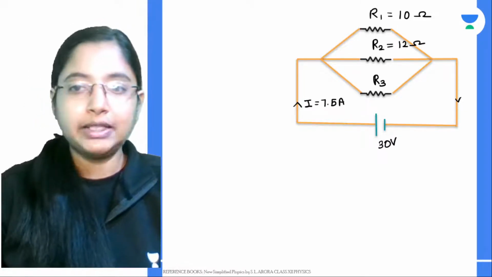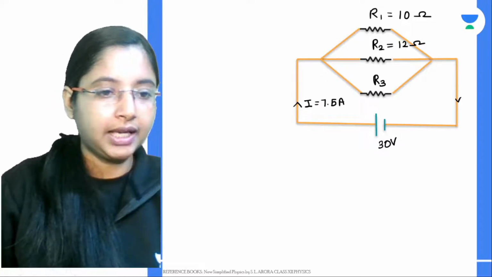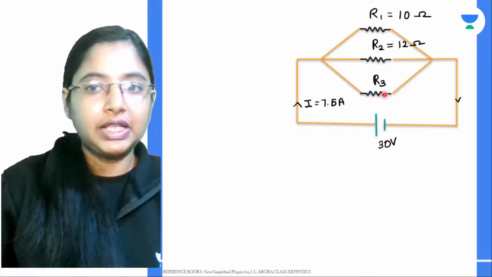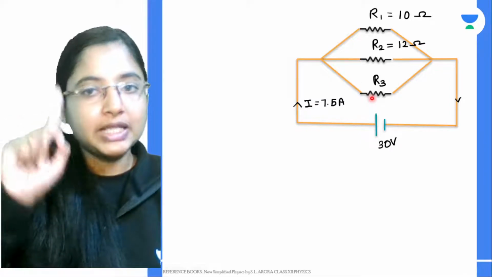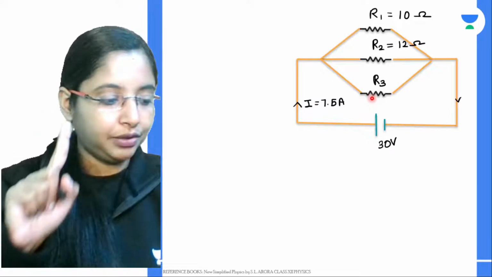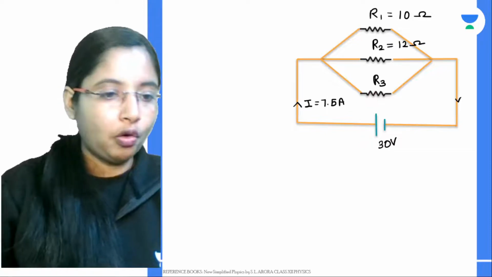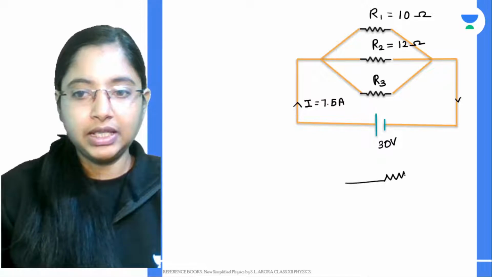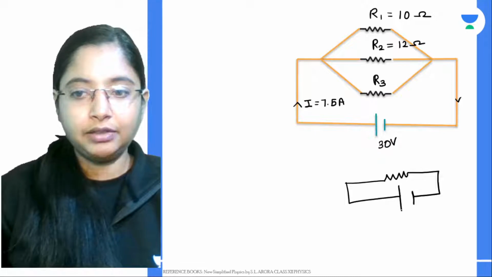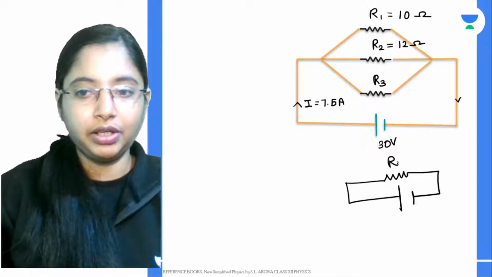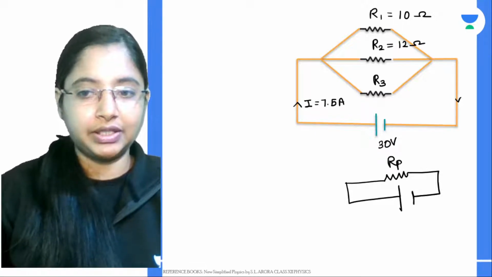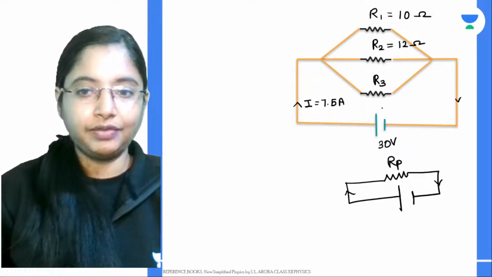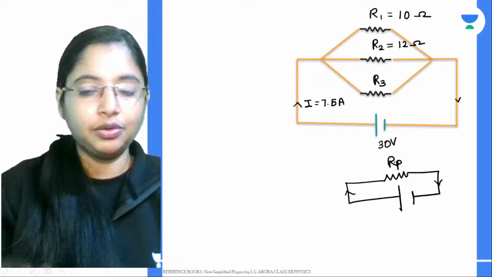So very simple. First of all, instead of these three resistors, if you use one single resistor, what will that value be? That value is your equivalent resistance. Now from Ohm's law, see, very simple. Instead of these three resistors, if we just have one single resistor, that value will be your effective resistance, since this is a parallel combination. This is your equivalent resistance.